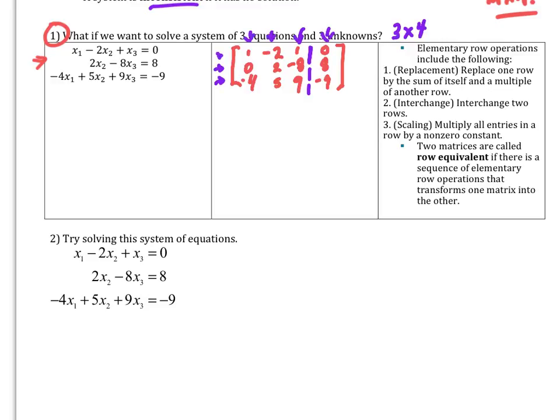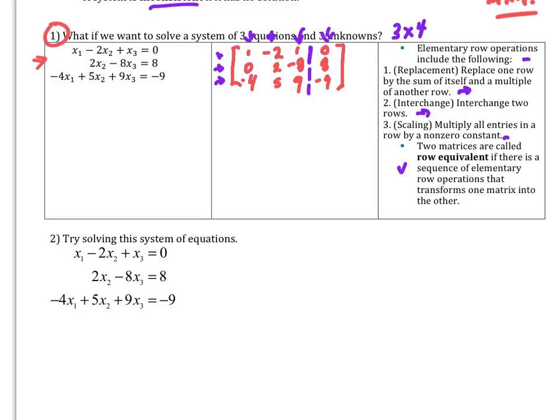So now, similar to what we did with two equations, two unknowns, we can do some of these elementary row operations. We can replace one row by the sum of itself and a multiple of another row. That's what we did up above a little bit. We can interchange two rows. That doesn't change how we solve this thing. And then scaling, we can multiply all entries in a row by a non-zero constant. That's what we did with two equations, two unknowns. We multiplied by a value all the way across. And then two matrices are called row equivalent if there is a sequence of elementary row operations that transforms one matrix into the other.